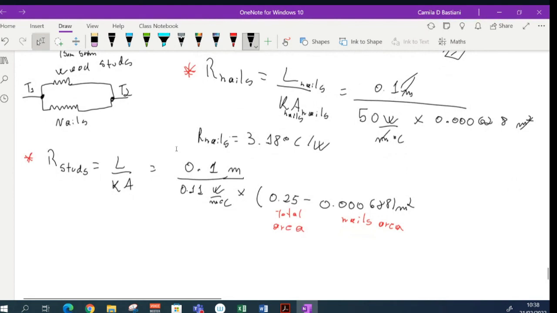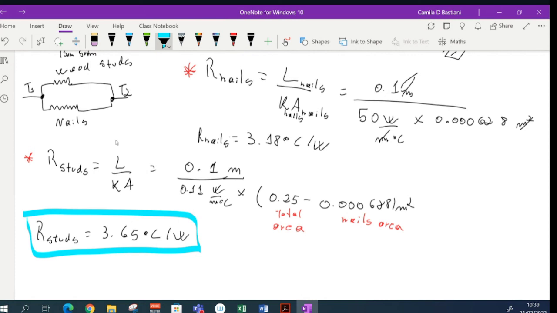That's why understanding the problem is really, really important, okay? So you know exactly which area you need to use for your heat transfer. It's not just applying the equations, it's understanding what you are applying and why you are applying it. So my resistance in this case is going to be 3.65 degrees Celsius per watts.